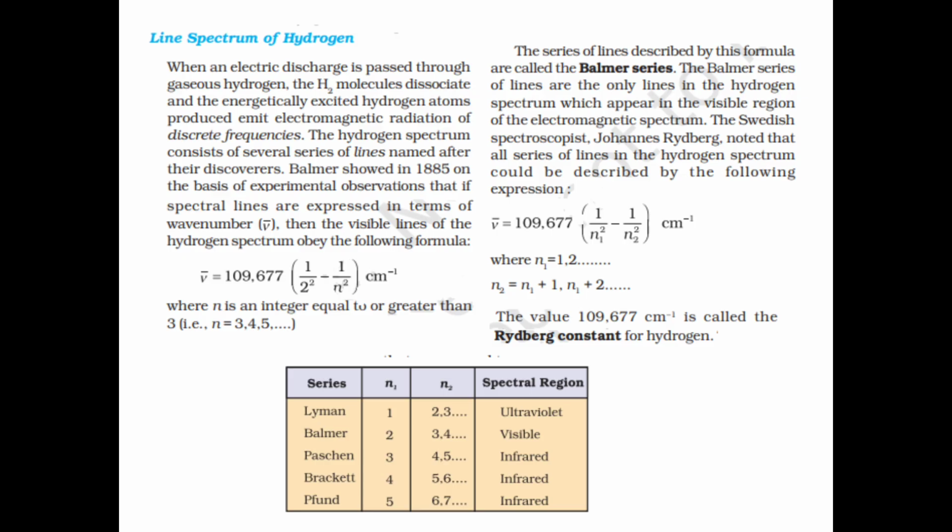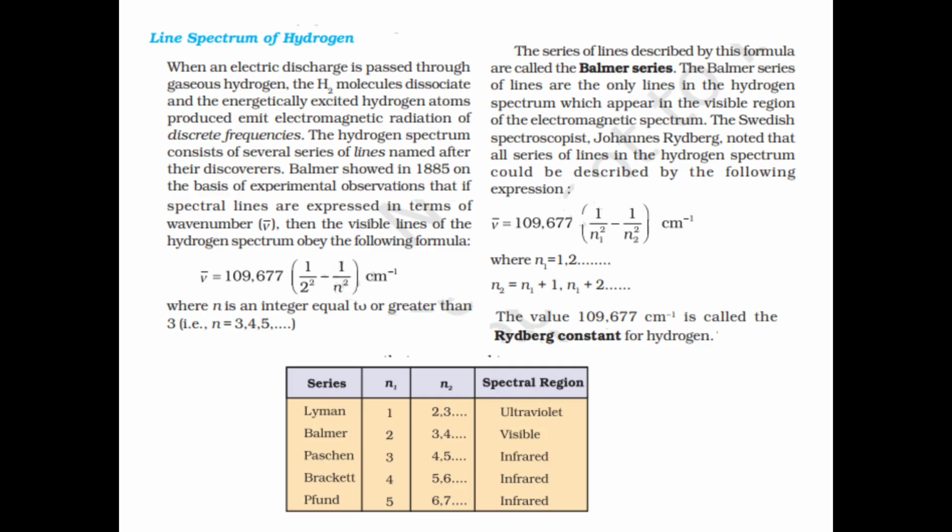The line spectrum of the hydrogen atom can be expressed in terms of wave number, where the visible lines of the hydrogen spectrum obey the formula nu bar equals 109677 times (1 by 2 square minus 1 by n square) centimeter inverse, where n is an integer greater than 3. This series of lines described by the formula is called the Balmer series. The Balmer series lines are the only lines in the hydrogen spectrum which appear in the visible region of the electromagnetic spectrum.